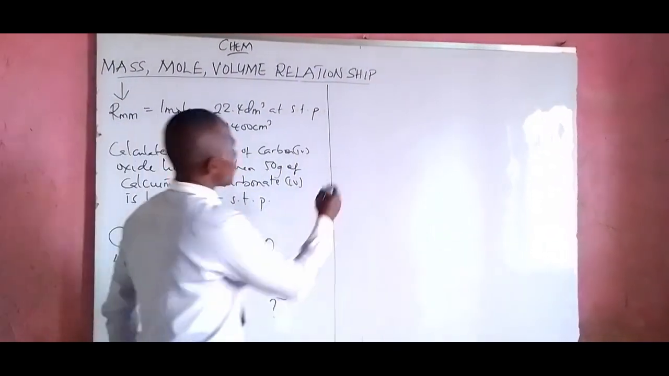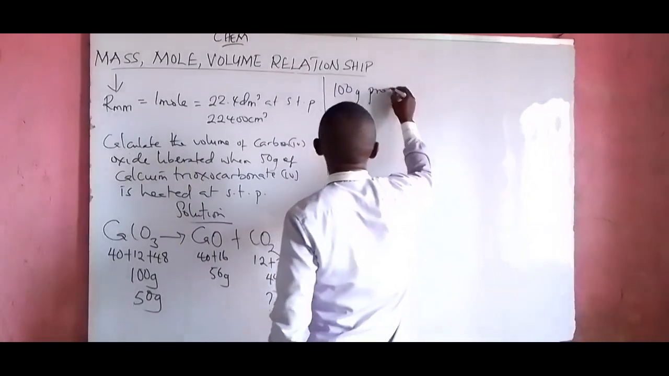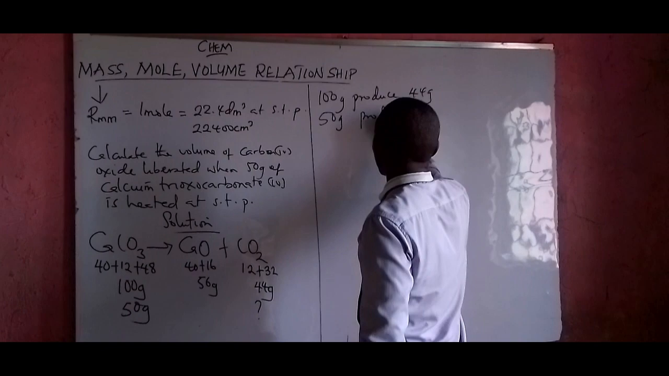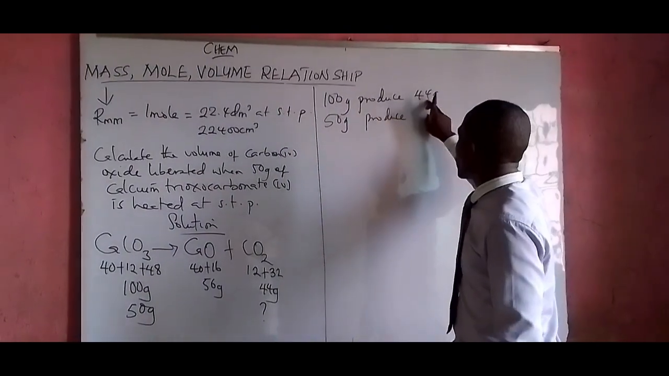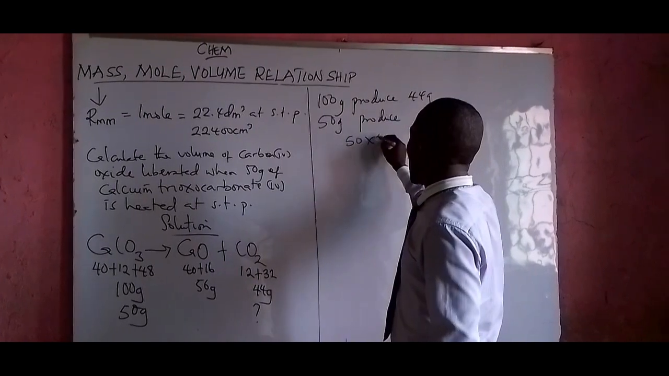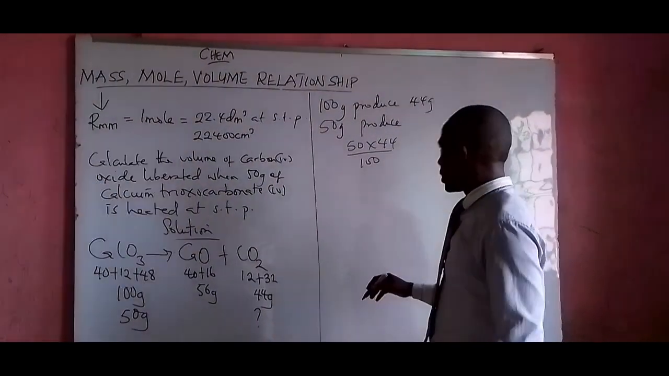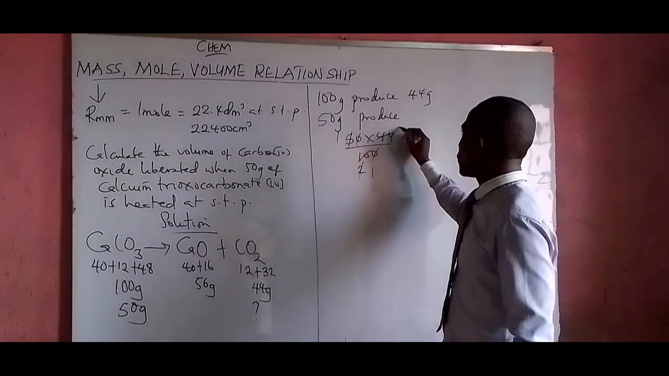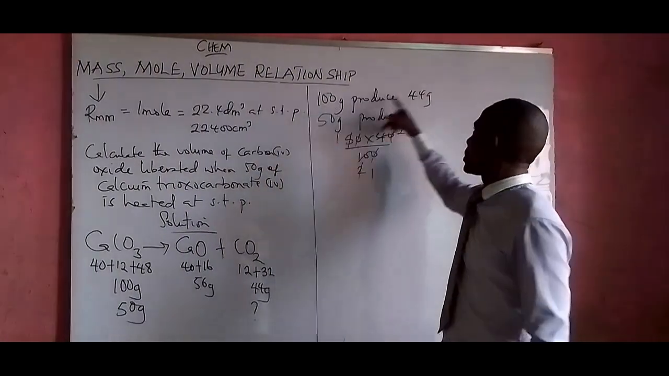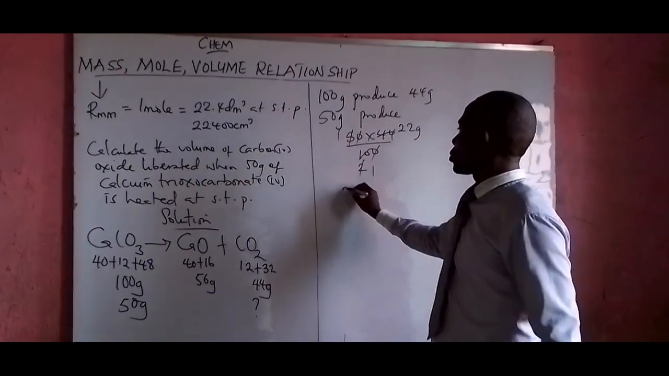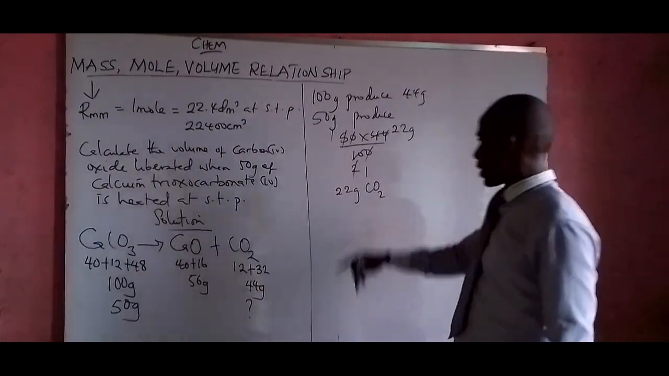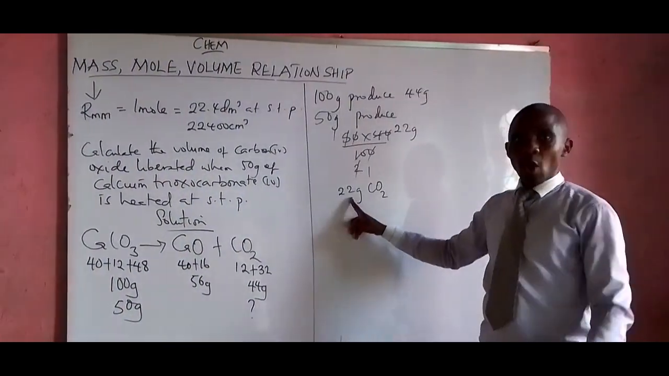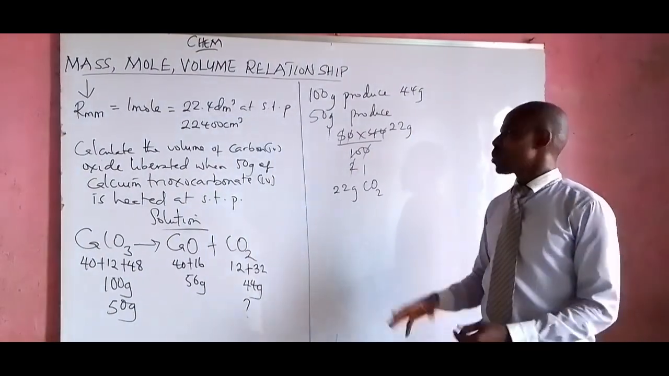50 grams, so write it. 100 grams produces 44 grams. 50 grams will produce, you cross multiply: 50 times 44 divided by 100. So 0 cancels 0, 5 and 10, 2, 2 times 1, 2 in 44, 22 grams. 100 grams gives 44, so 50 grams will give you 22 grams of carbon IV oxide. Now, this is what we call reacting mass. It is the mass obtained or the one given in the question. So we are going to come into mole now.